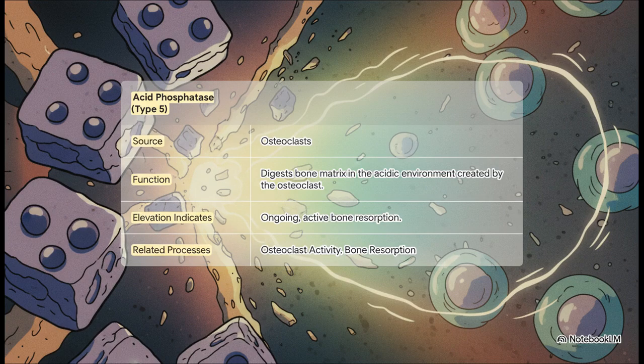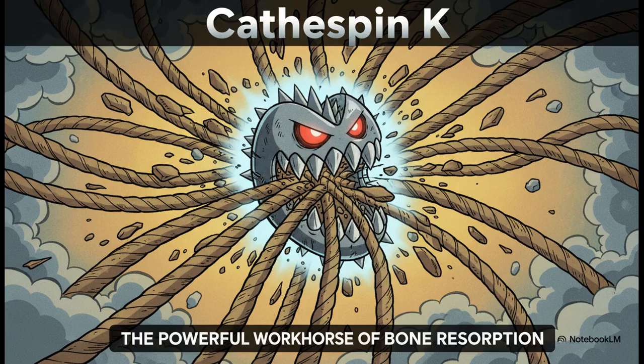Osteoclasts create this little bubble of highly acidic space to dissolve bone mineral, and TRAP5B is the enzyme that loves that environment and gets to work digesting the matrix. So its levels in the blood give us a direct window into how many osteoclasts are on the job and how active they are. And that brings us to the final marker, the primary protein digesting enzyme, really the workhorse of the osteoclast, cathepsin K.